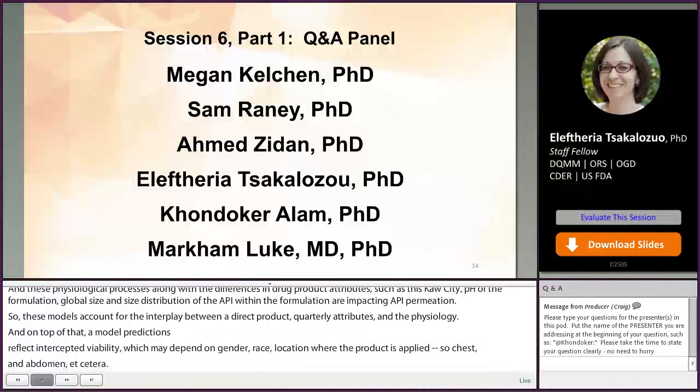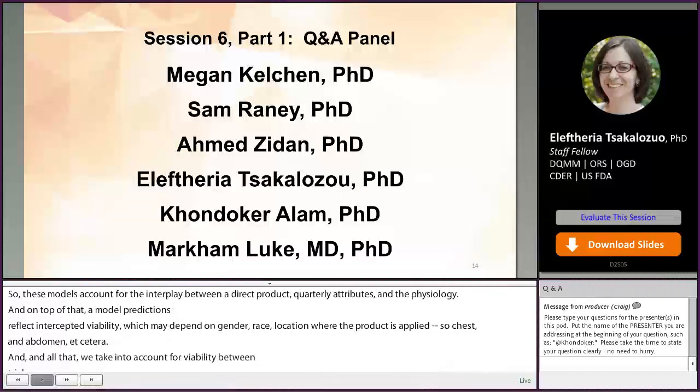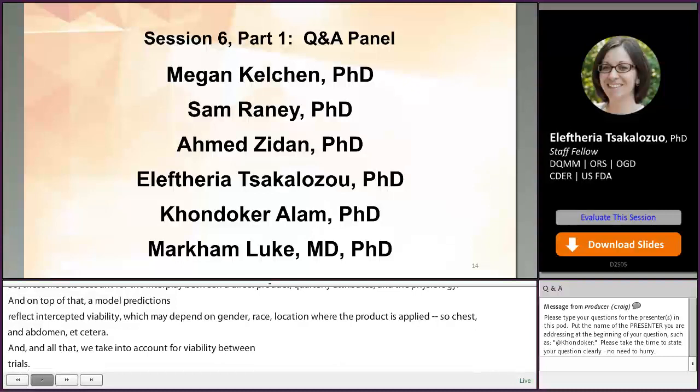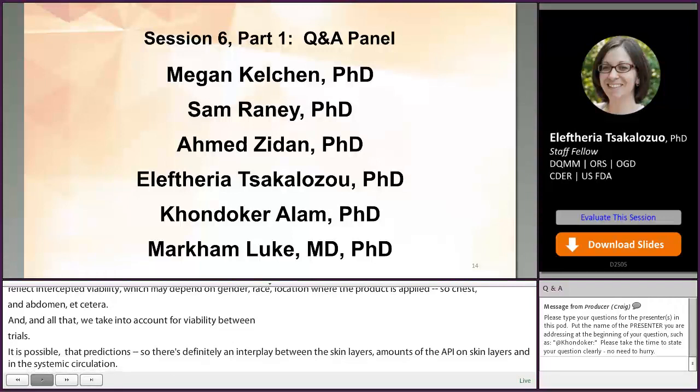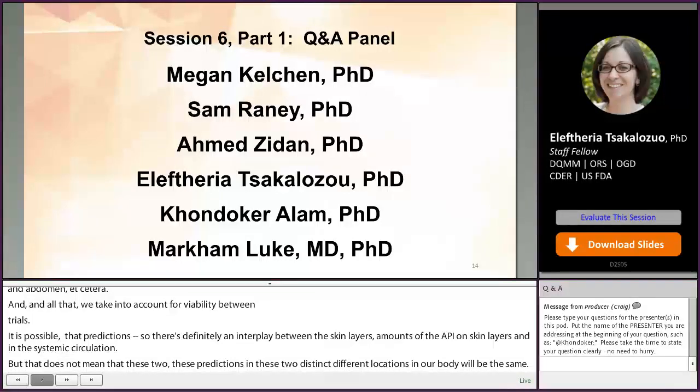So it is possible that predictions, so there is definitely an interplay between the skin layers, amounts of the API in the skin layers and in the systemic circulation. But that does not mean that the predictions in these two distinctly different locations in our body will be the same. The model does not make this assumption. It does not operate under this assumption because this is not a valid assumption in vivo.